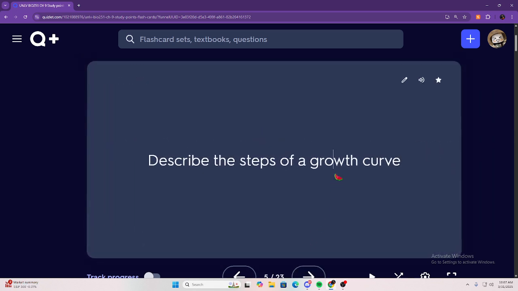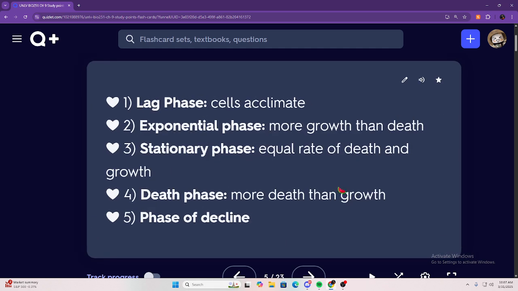Describe the steps of a growth curve. So a growth curve has 5 steps. The first one is going to be a lag phase. This is where the cells acclimate. So basically this is where we have little to no growth, but we see a little bit of growth. Okay, then exponential phase is where we see the large or sudden increase in growth. So there's going to be more growth than death in exponential phase.